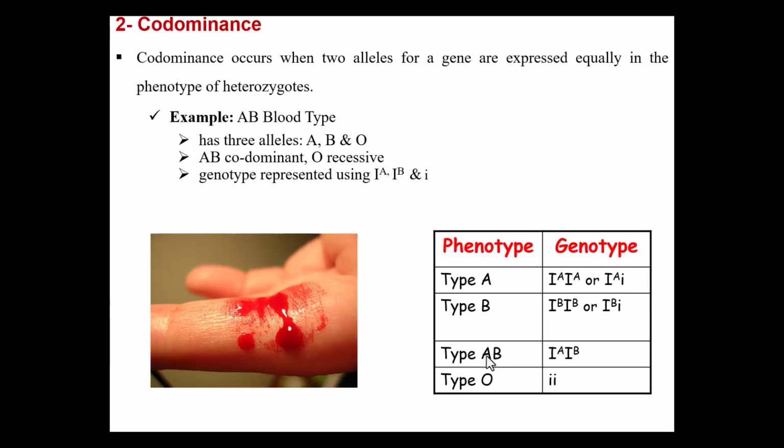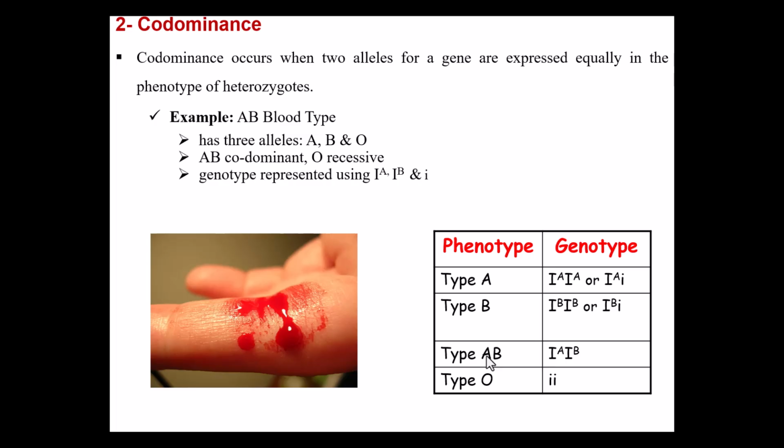The next one is codominance. Codominance occurs when two alleles for a gene are expressed equally in the phenotype. For example, we have blood type. As we all know, we have four blood types: type A, type B, type AB, and type O.